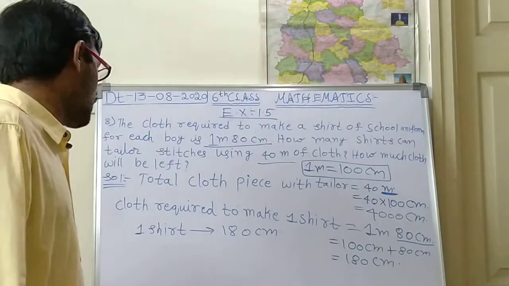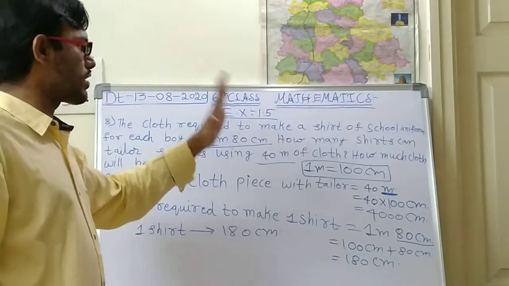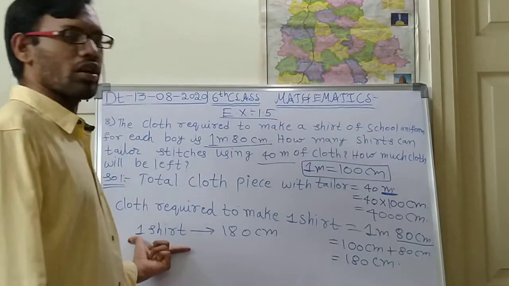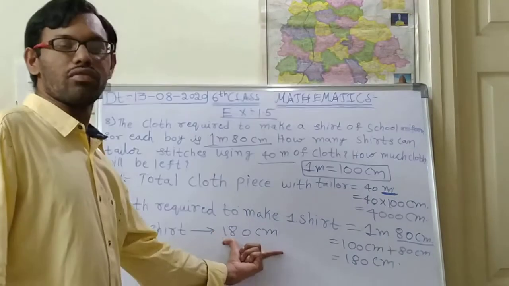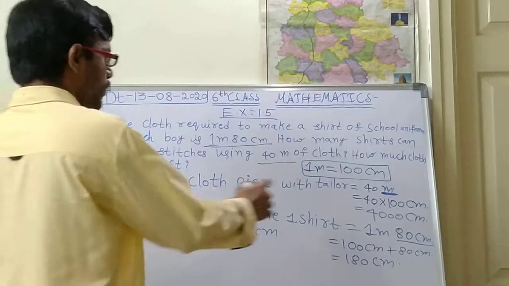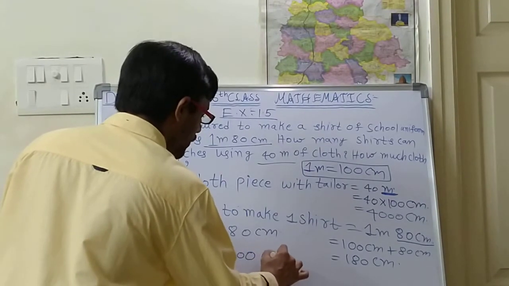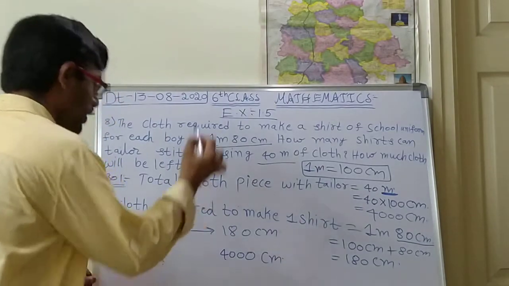Again we are taking the unitary method because one shirt is there. So however many pieces are given, you have to convert into one shirt, into unit quantity. So for one shirt, 180 centimeters of cloth piece is required. Now for 4000 centimeters of cloth piece, how many shirts will be required?